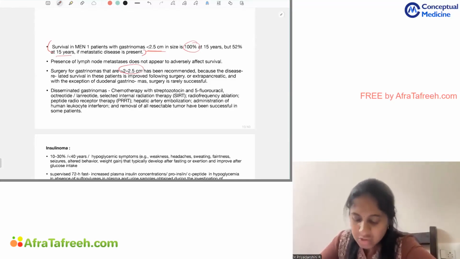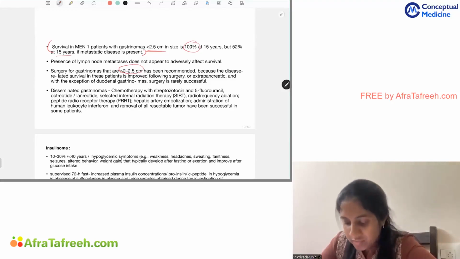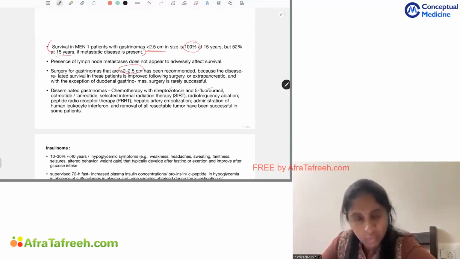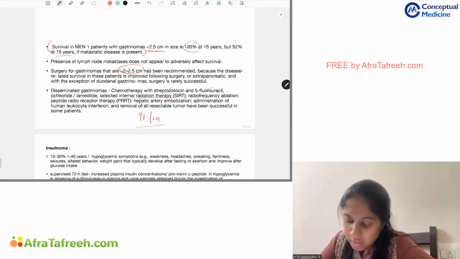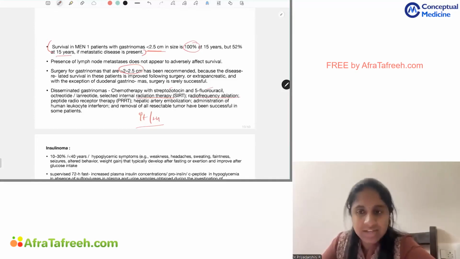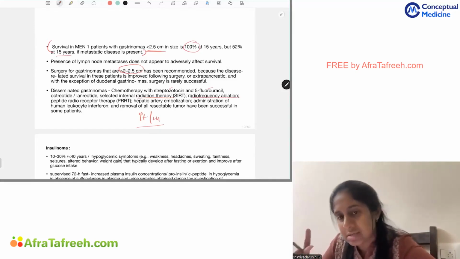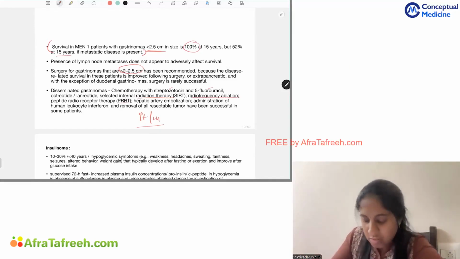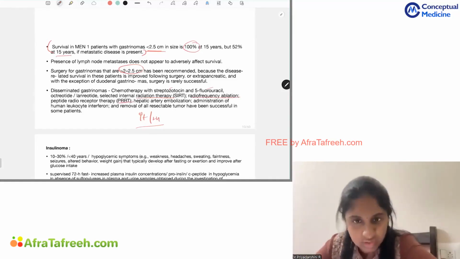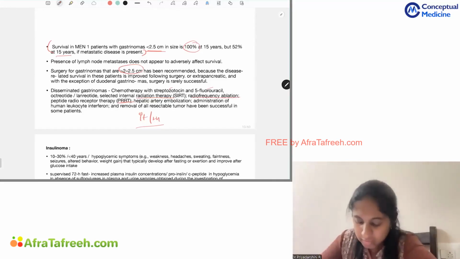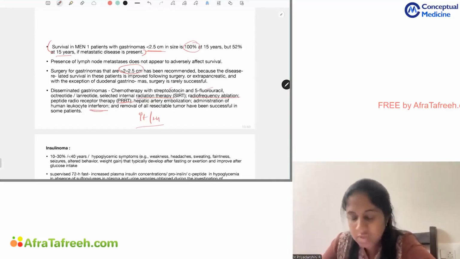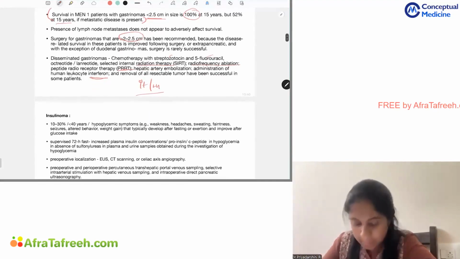Disseminated gastrinomas, I told you earlier, you're going to treat with chemotherapies like streptozotocin, 5-fluorouracil, octreotide, lanreotide. You can give internal radiation therapy. So I told you about the yttrium and lutetium-based radiation therapy. You can go for radiofrequency ablation if there is a single tumor or metastasis in the liver, or PRRT, which is also a form of internal radiation therapy only. You can go for hepatic artery embolization. You can even use interferon therapy also. This is about gastrinomas and all the advanced therapies.